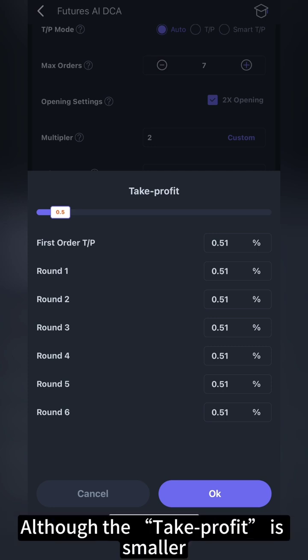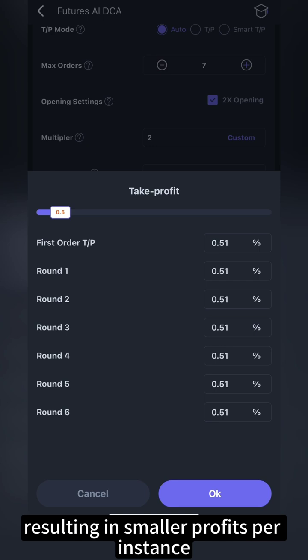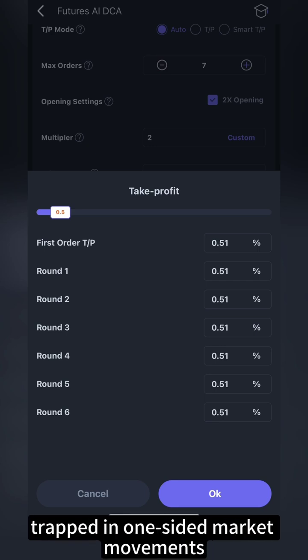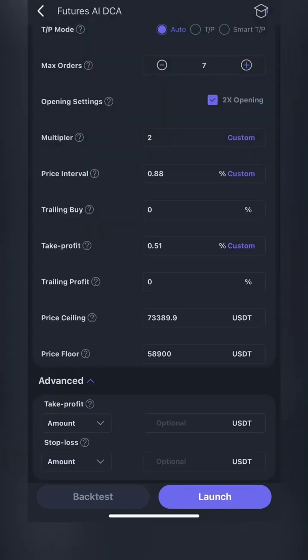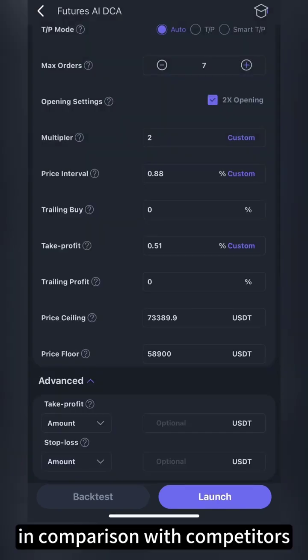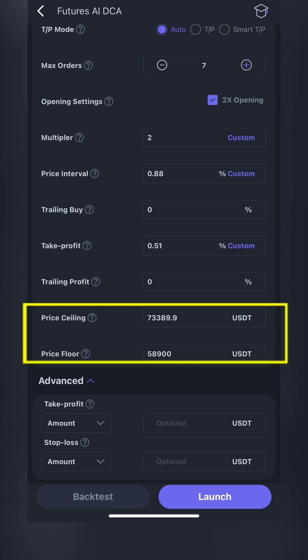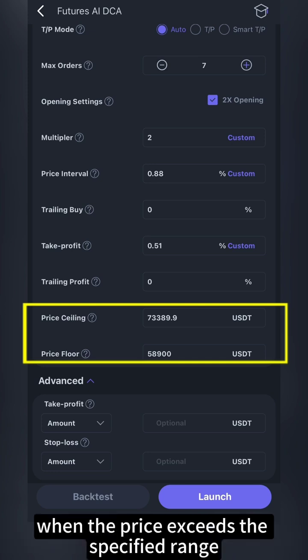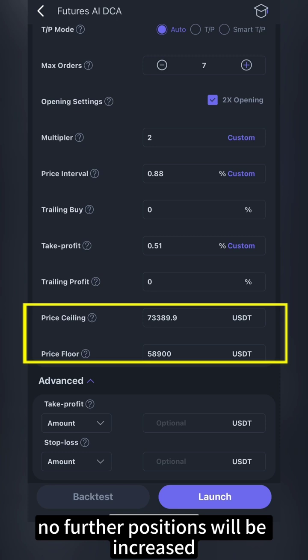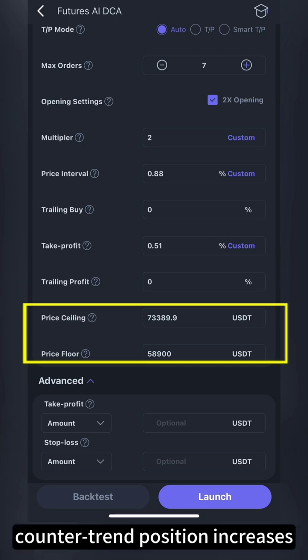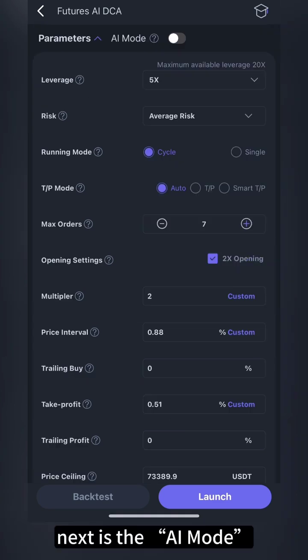Although the take profit is smaller, resulting in smaller profits per instance, it can improve liquidity and prevent being trapped in one-sided market movements. In comparison with competitors, Otrading also provides settings for price ceiling and price floor. When the price exceeds the specified range, no further positions will be increased to prevent substantial losses from continued counter-trend position increases. Next is the AI mode.